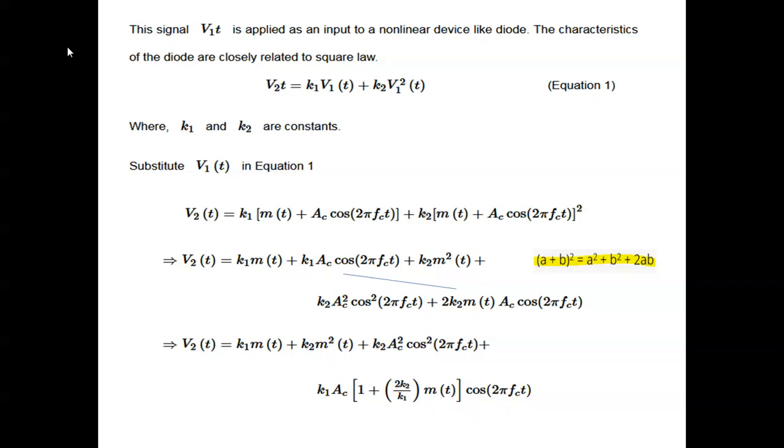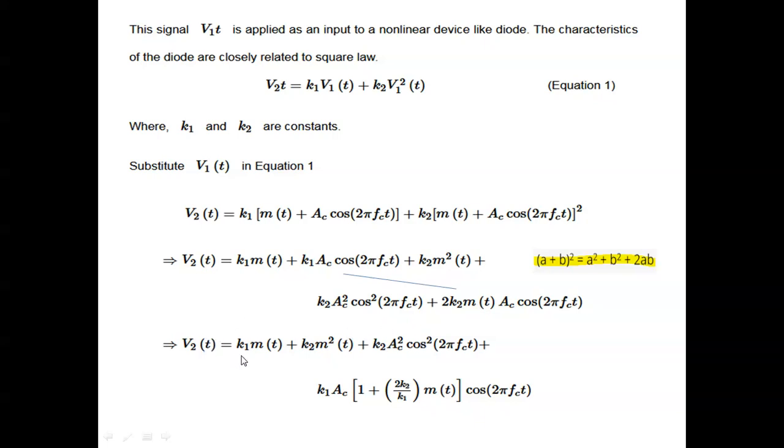So if you substitute the v1 value, you will get the equation like this: v2 of t is equal to K1 times m of t plus Ac cos 2 pi fct, plus K2 times m of t plus Ac cos 2 pi fct whole square. This is the equation we got. Now we multiply the constant values into the equation, so we get K1 m of t plus K1 Ac cos 2 pi fct plus K2 m square of t. Similarly, the equation goes on like that, and again we have to simplify it.